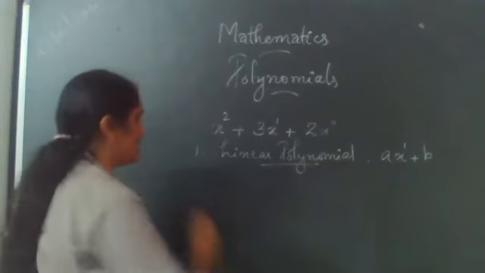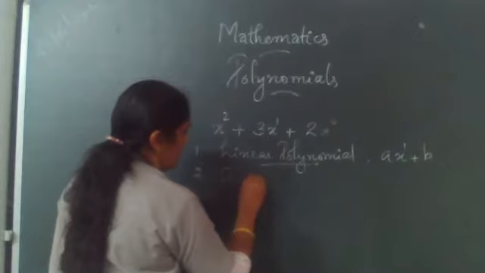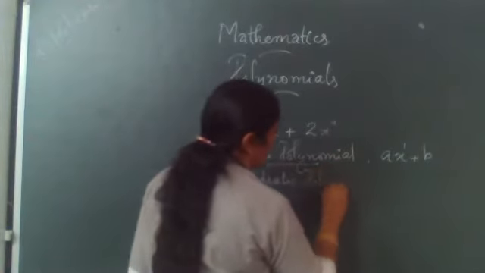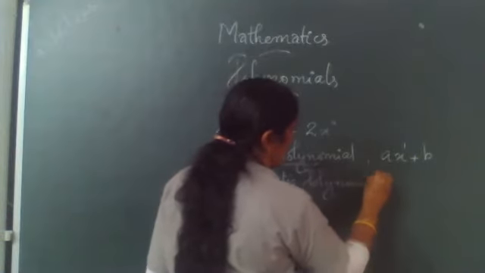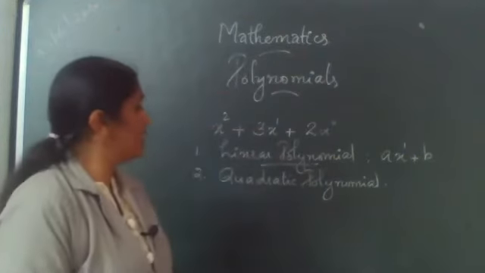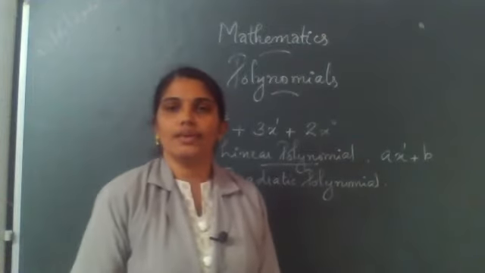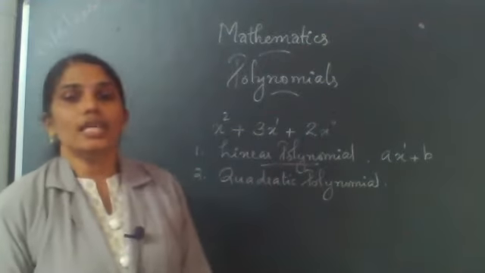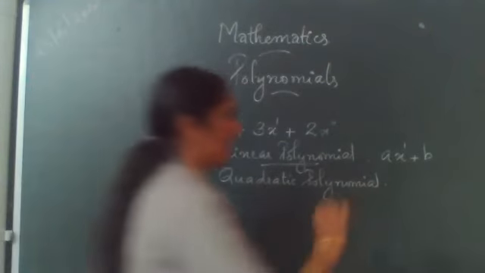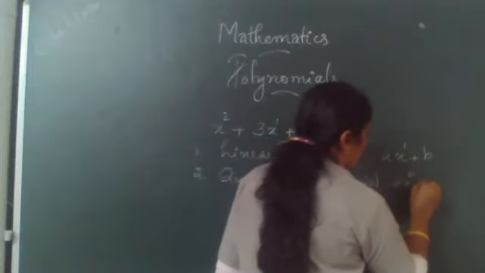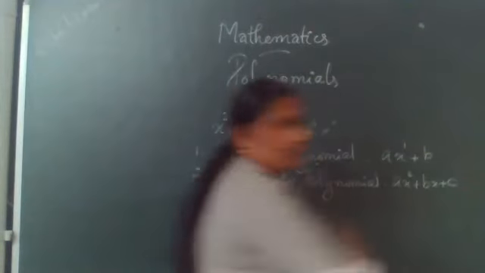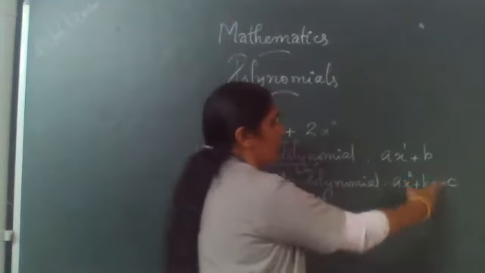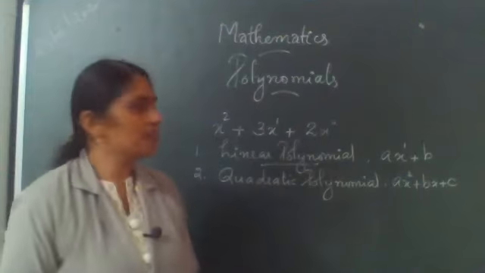Then the second one is quadratic polynomial. A polynomial of degree 2 is called a quadratic polynomial. The general form of this quadratic polynomial is ax square plus bx plus c. The highest power of this polynomial is 2. So this is the quadratic polynomial.